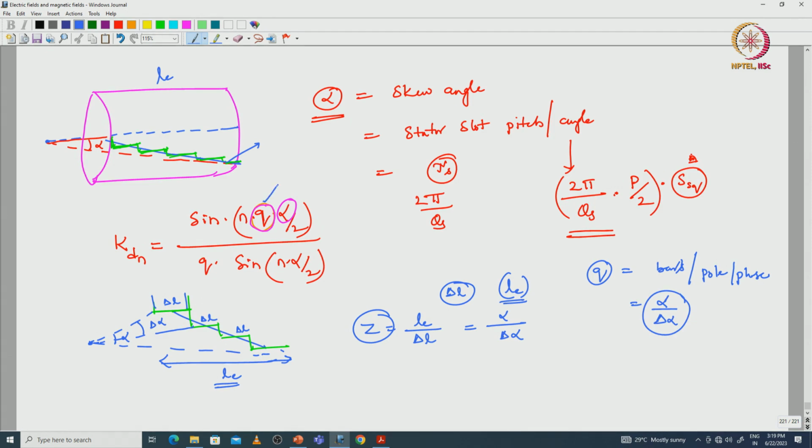Here Q represents the slots per pole per phase, or I can say phase spread. Now phase spread is nothing but from this point to this point, how many conductors are there, like how many small straight bars are there, that represents the phase spread, that is alpha by delta alpha, bars per pole per phase. Okay. And the angle is alpha, alpha is equals to skew angle, for small portion of a straight bar, that is delta alpha.